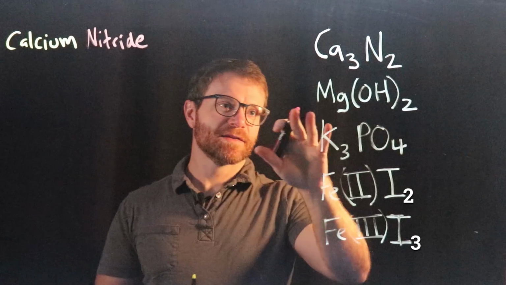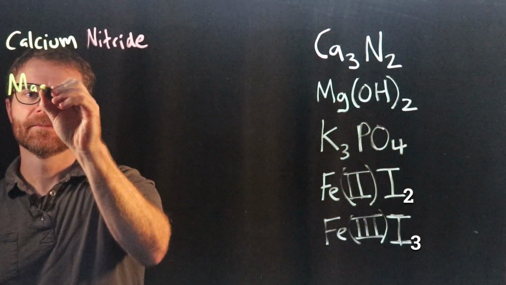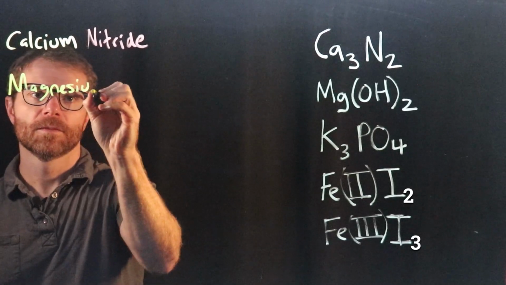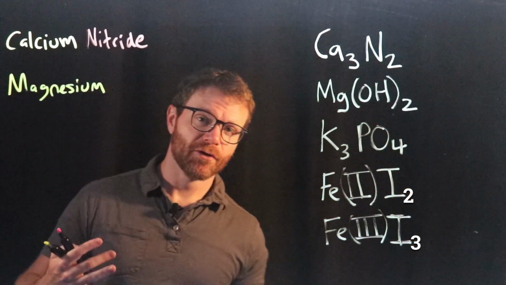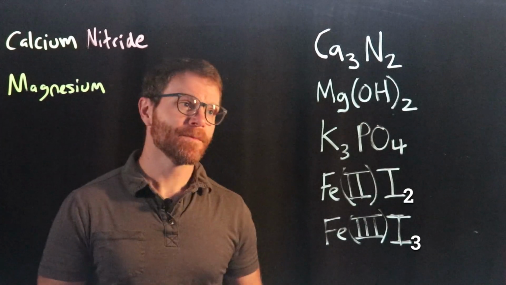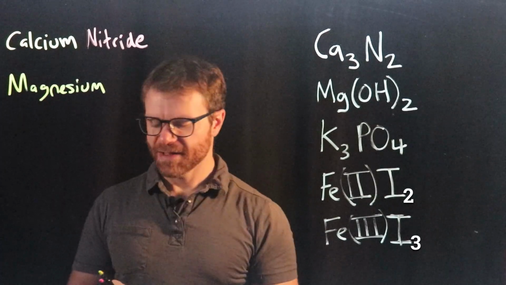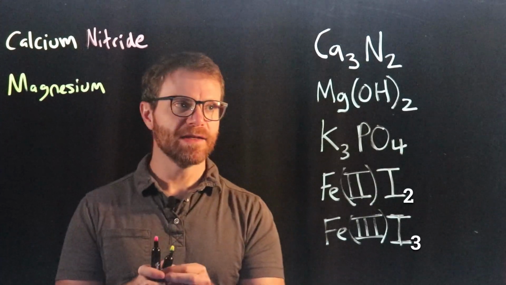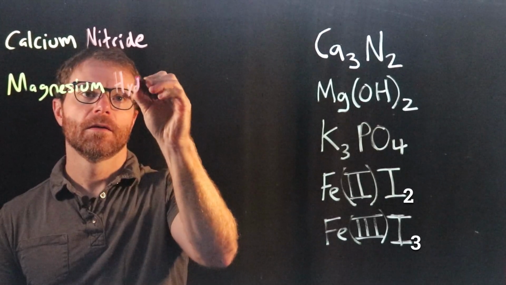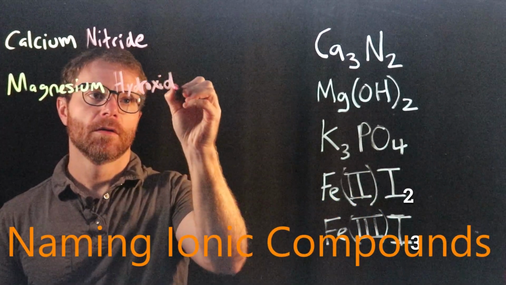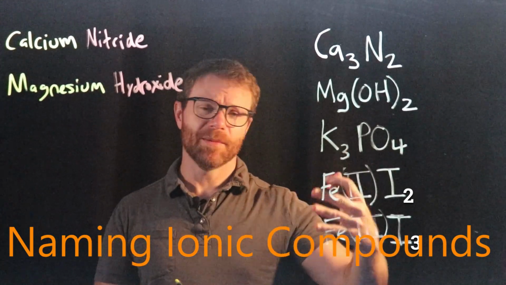Easy. Next, we've got magnesium. That's our cation, so we just write it out. Now we've got the polyatomic ion hydroxide. Again, if you don't know about polyatomic ions, you should probably check that out. With polyatomic ions, you don't need to change the ending at all. You just write them down exactly as they are. So we would call this magnesium hydroxide. If you don't have your polyatomic ions memorized yet, now might be a good time to go over them.